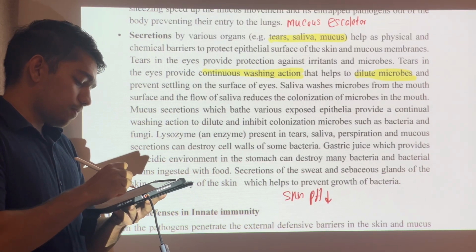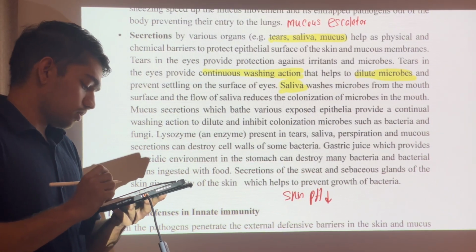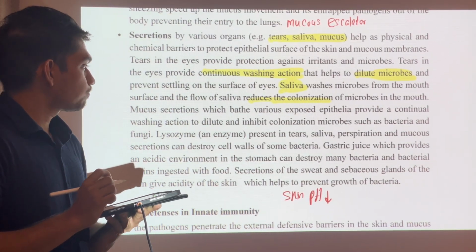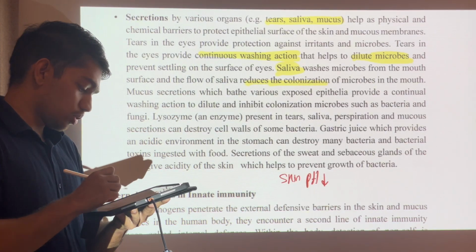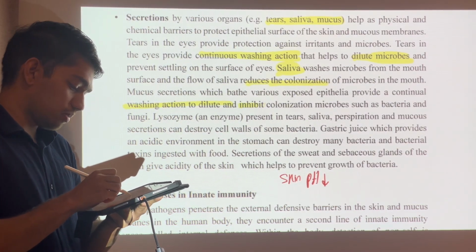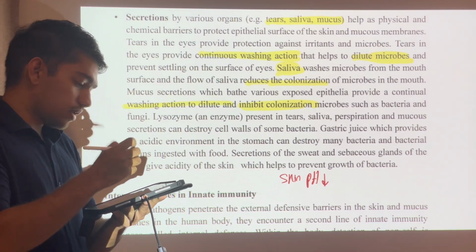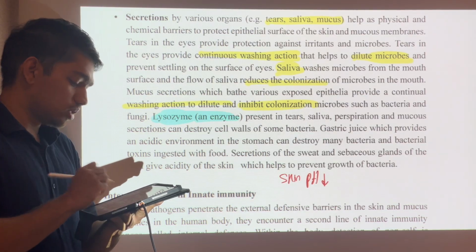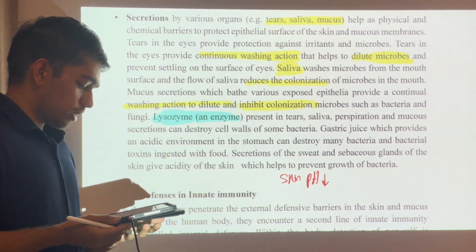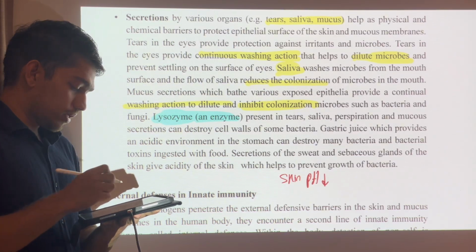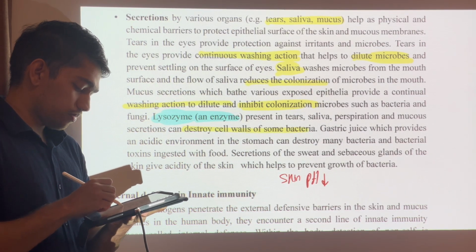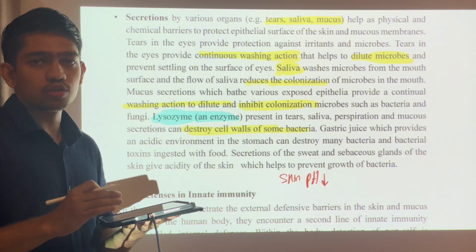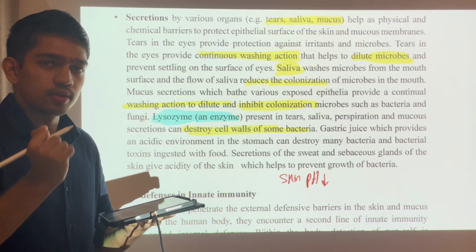Then if you take saliva, we know the protective functions of saliva. It is going to reduce the colonization of microbes. And then mucus, we already know, is going to provide a continuous washing action and inhibit colonization. And then there's a significant physiological defense here by the enzyme lysozyme. Lysozyme has the ability to destroy cell walls of certain bacteria.